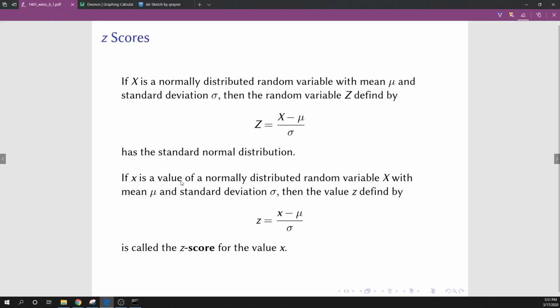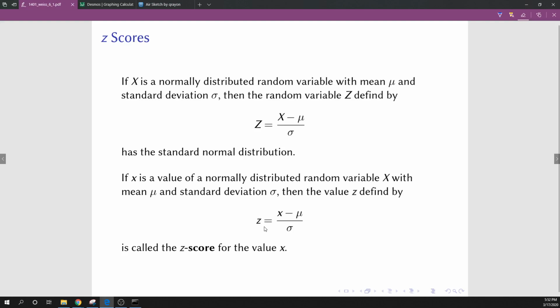If you have a value of a normally distributed random variable X that has mean mu and standard deviation sigma, then the z-score for that value of X is x, lowercase x, that's the value of the random variable, minus the mean divided by the standard deviation. Basically, this will tell you where, with the shifting and scaling that we talked about, a number x will wind up on the scaled distribution.